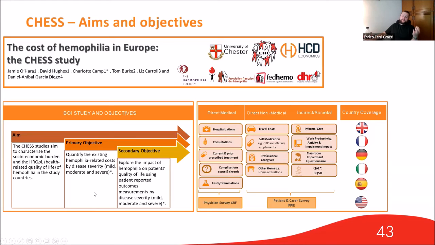Essentially, it's a burden of illness study, and it has two main objectives. Quantify the costs associated with hemophilia, the costs that we talked about before, so direct, non-medical and indirect costs, but also explore the impact of hemophilia on patients' daily lives, on quality of life, on productivity, which also allows us to estimate indirect and societal costs.